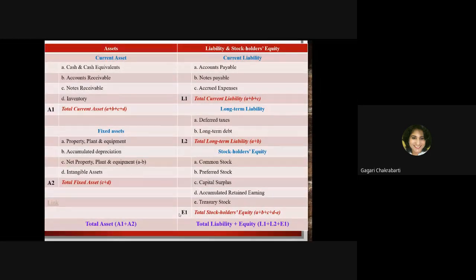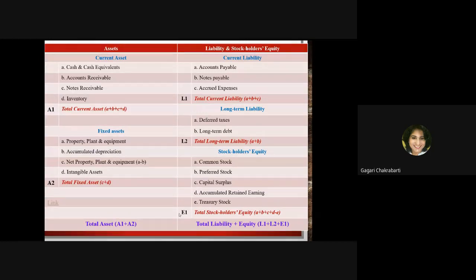So it should come under the stockholders' equity, and this is the amount of money which is available for further investment. The fifth one is the treasury stock. This is the stock of the company which is not held by the common people.